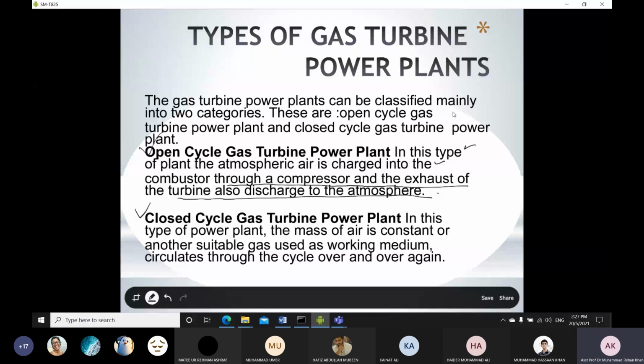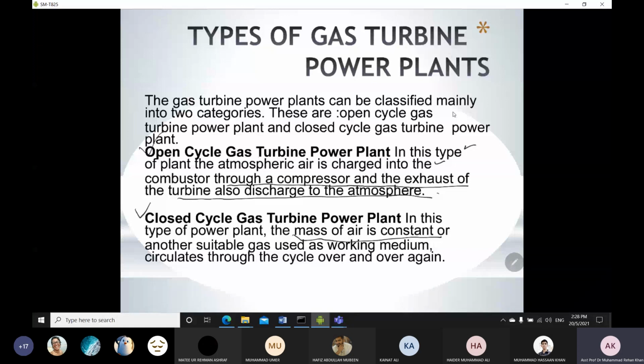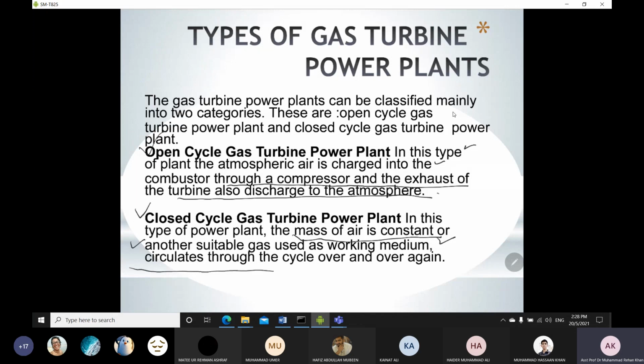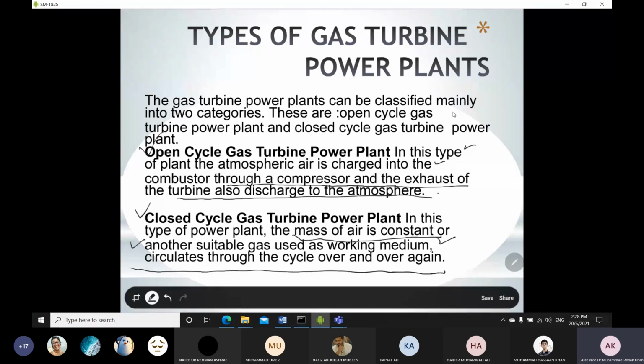Then there is a closed cycle gas turbine power plant also. In this type of power plant, the mass of air is constant, or another suitable gas is used as a working fluid, and it circulates through the cycle over and over again. These closed cycle gas turbines are basically used in power production processes where we have to generate some useful power to run some building or any other industry. So in that type of case, we have to use closed cycle gas turbine power plants.